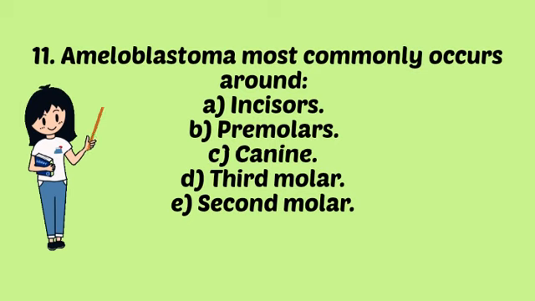11. Ameloblastoma most commonly occurs around A. Incisors. B. Premolars. C. Canine. D. Third molar. E. Second molar. Option D is correct. Ameloblastoma.